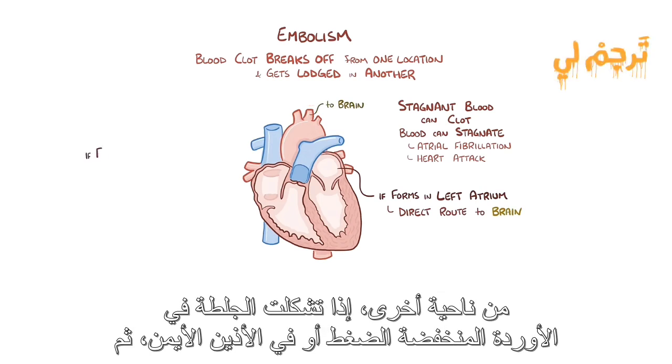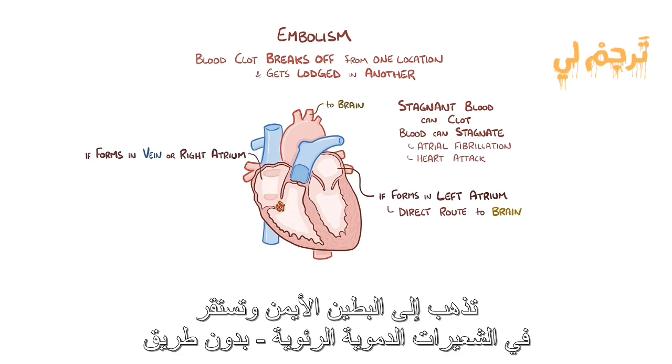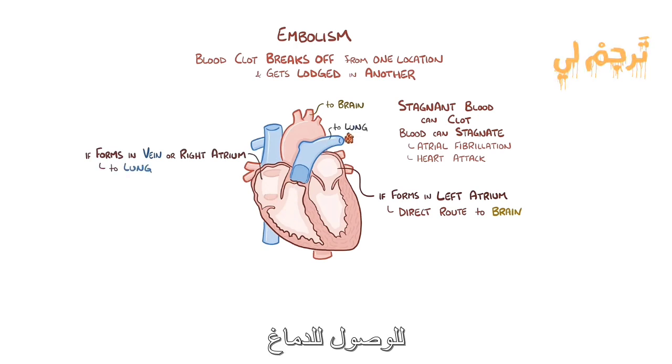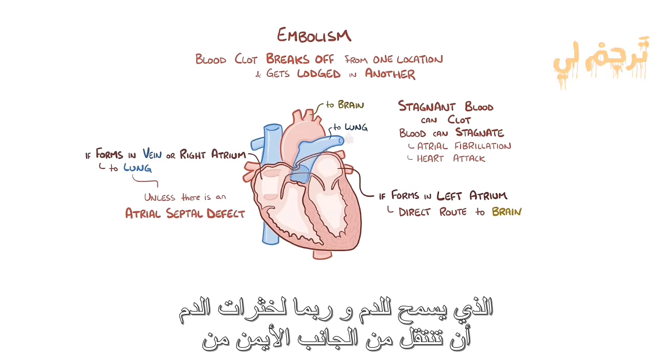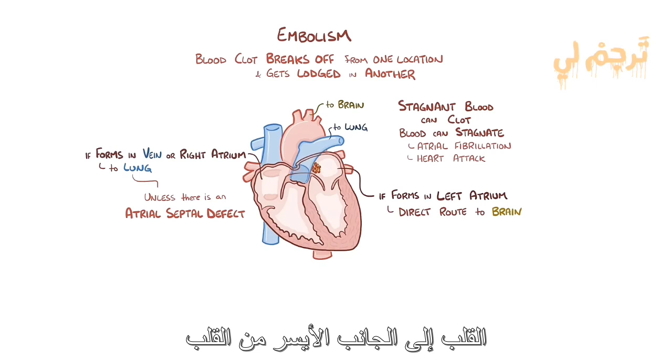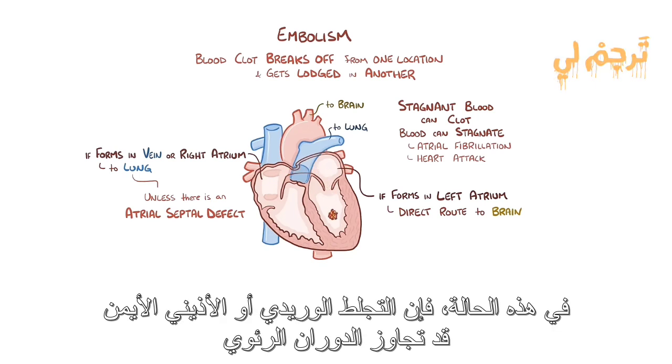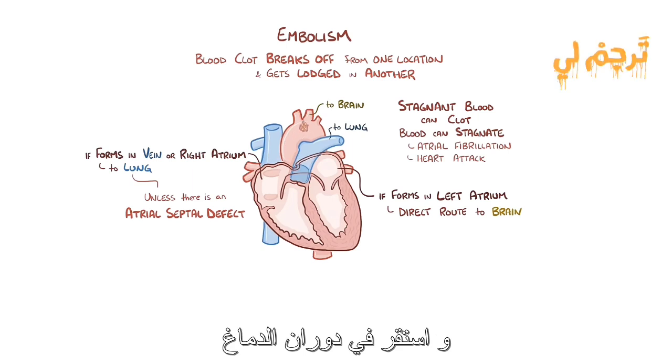On the other hand, if a clot forms in the low-pressure veins or right atrium, then it goes to the right ventricle and gets lodged in the pulmonary capillaries, with no way of getting to the brain. An important exception is if a person has a heart defect, like an atrial septal defect, that allows blood, and potentially a blood clot, to wander from the right side of the heart over to the left side of the heart. In that situation, a venous or right atrial blood clot will have bypassed the pulmonary circulation and established a route to the brain.